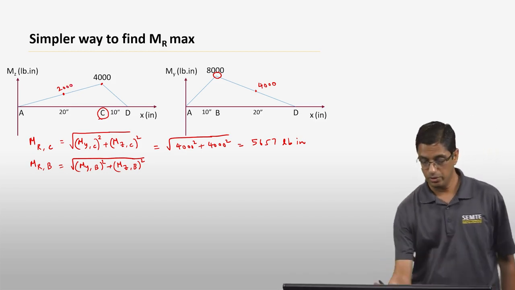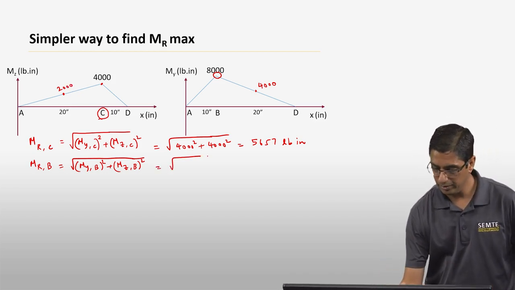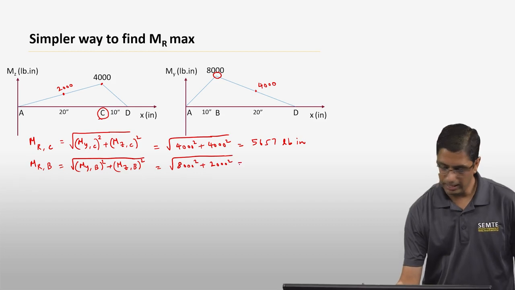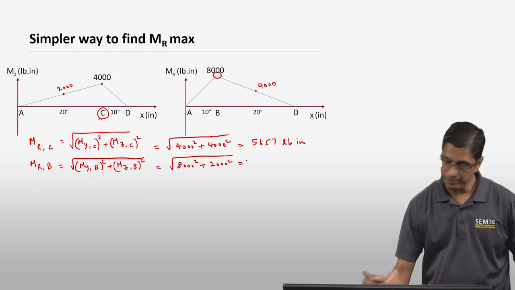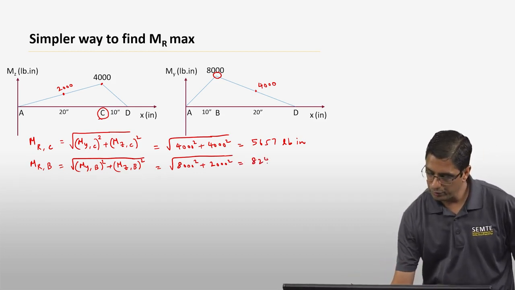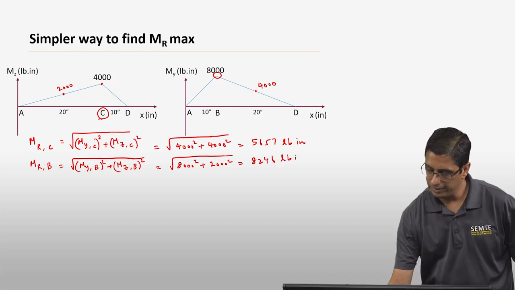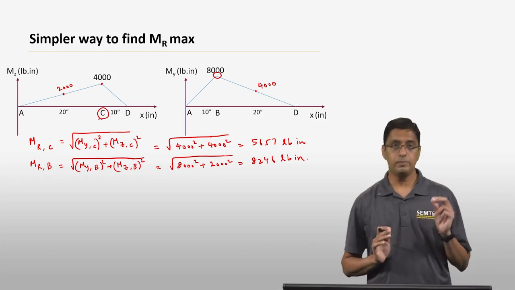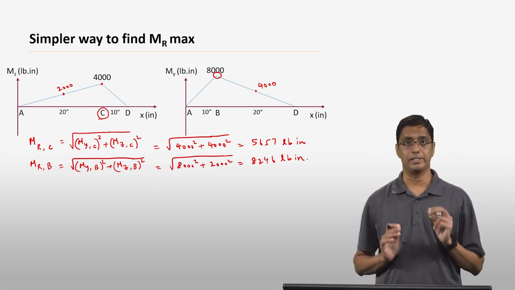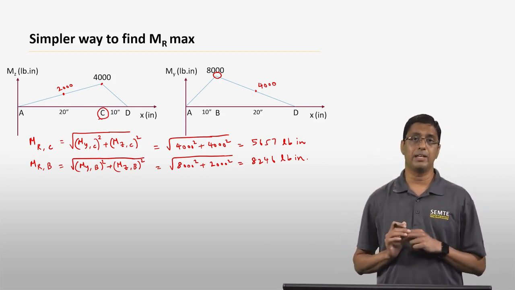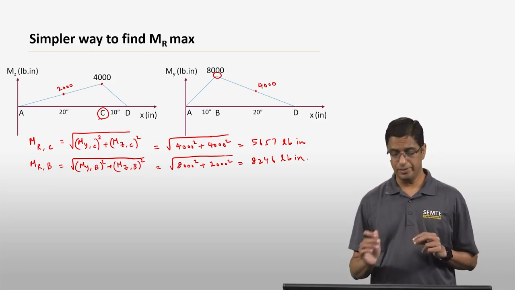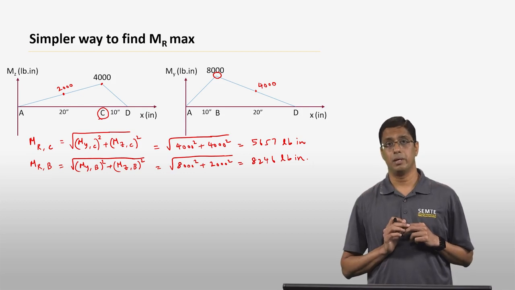Okay, so this is going to be equal to square root of 8,000 square plus 2,000 square, and that value turns out to be 8246 pound-inches. Okay, so essentially we have now evaluated MR at the two critical locations, C and B, and we find out that the maximum MR actually occurs at point B, which is 8,246 pound-inches.